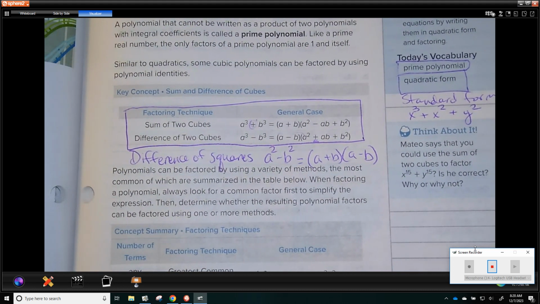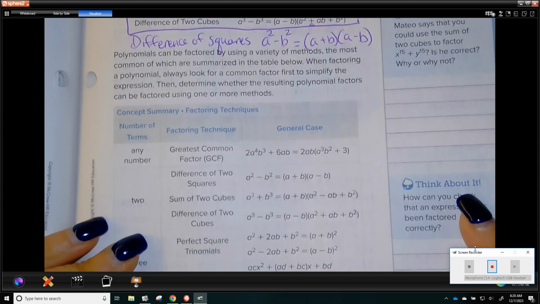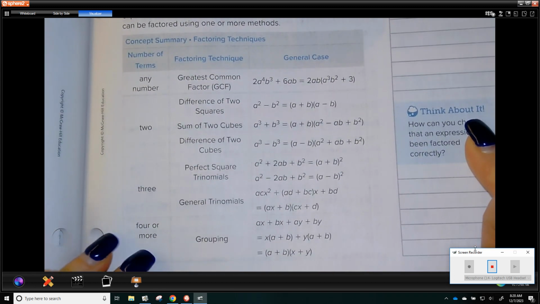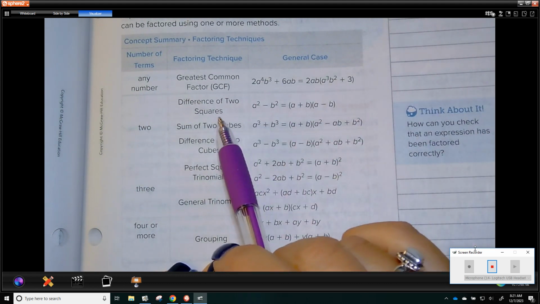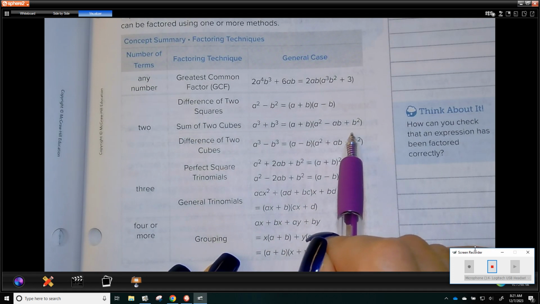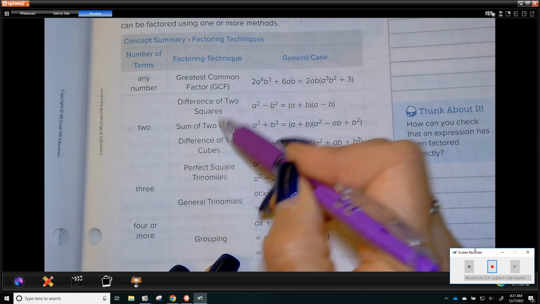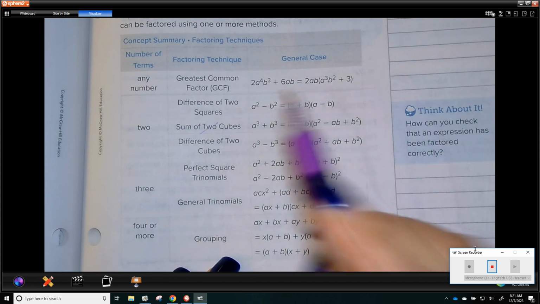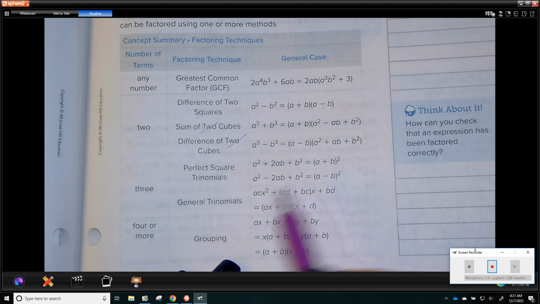Here are some other factors that we have done. I'll go over what Mateo said. But any number, GCF, you know how to do that. Difference of squares, there's that. Sum of two cubes, which is sum of cubes. We don't say two, usually we just say sum. Difference of cubes. Perfect square trinomials.